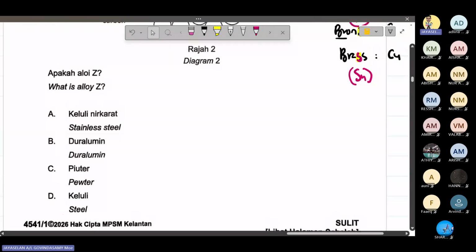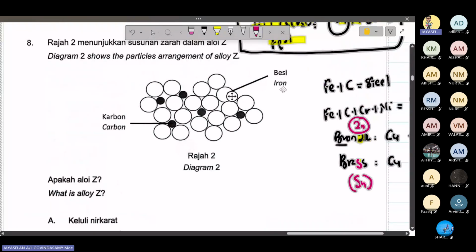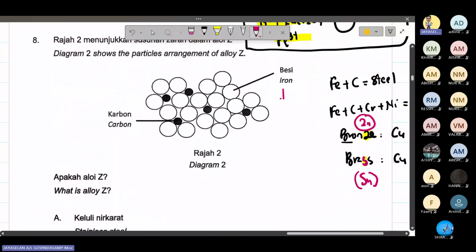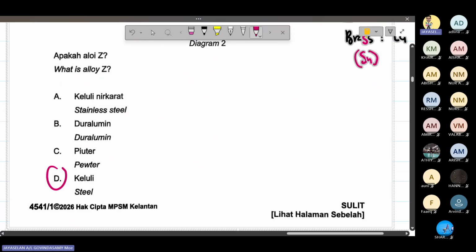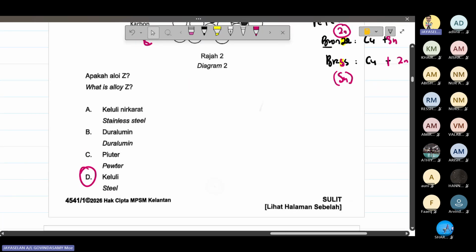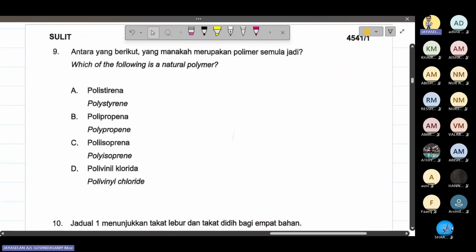Okay, alloy Z. You see here, there is iron, so iron and carbon. This alloy is known as what? Steel. Any question? No question? Okay, we go for the next question.